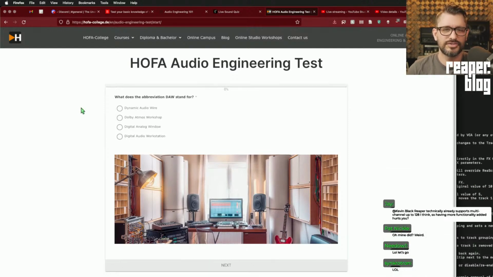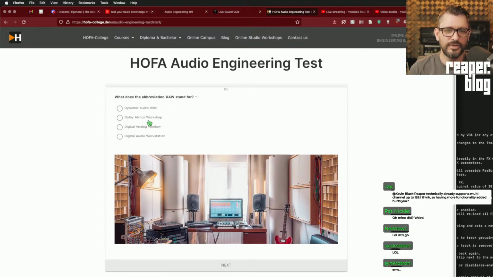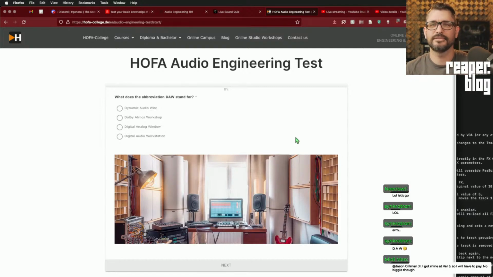All right, so the first question is, what does the abbreviation DAW stand for? Dynamic Audio Wire, Dolby Atmos Workshop, Digital Audio Window, Digital Audio Workstation. Put it in the chat if you know it.